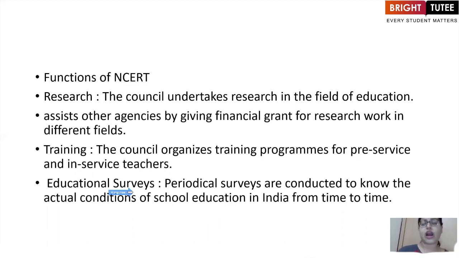Educational surveys are also conducted by NCERT. So periodical surveys, annual level surveys, 6-monthly surveys, as per the requirement, they are conducted in order to check what is the actual condition of school education in India. And then based on that, they come up with suggestions, they give their feedback, etc.